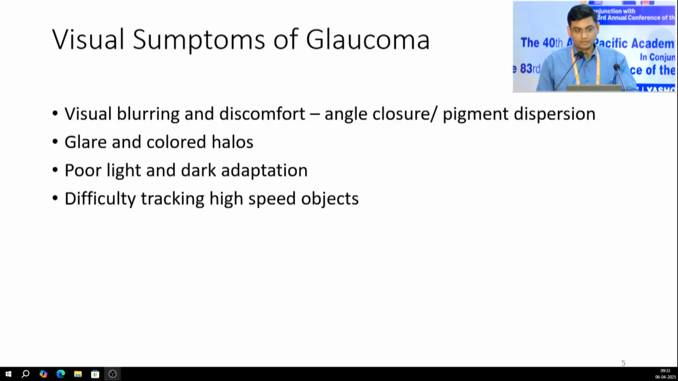A very important symptom is that the patients will complain of very poor light and dark adaptation, that when they move from dark to brighter areas or bright to dark areas, they have some difficulty. Plus, glaucoma patients are not able to track high-speed objects. And especially if they are driving, then there can be crowding.